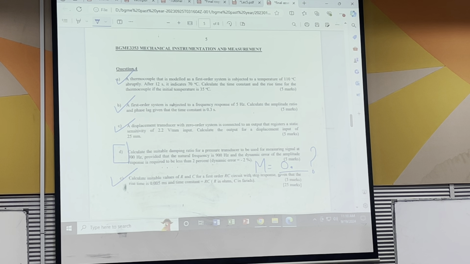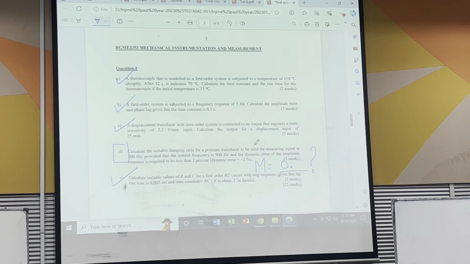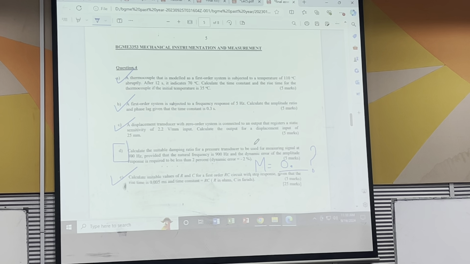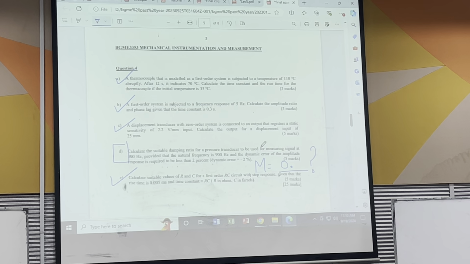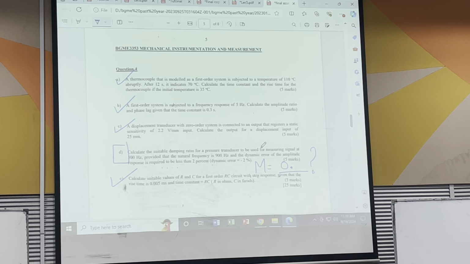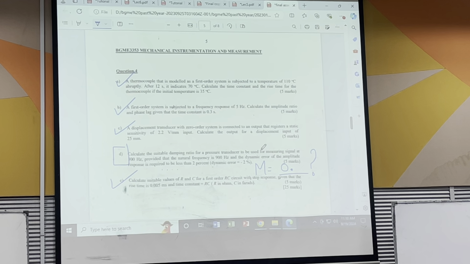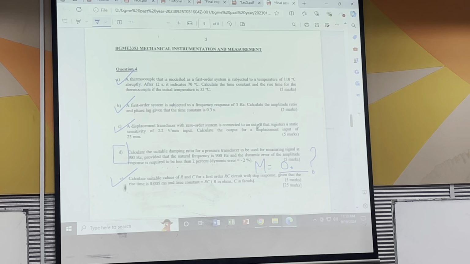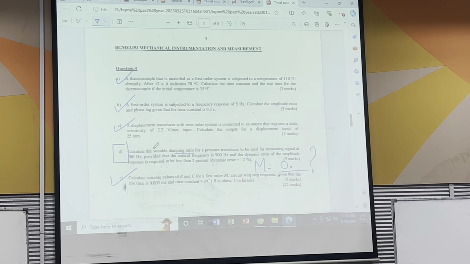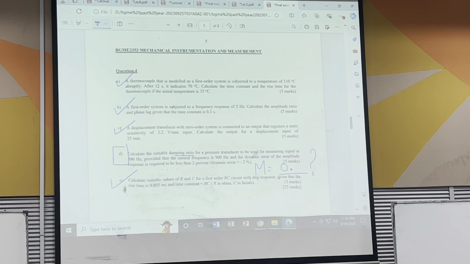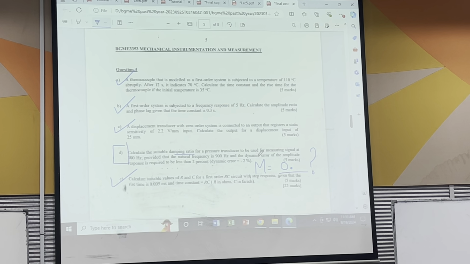Jongja, have you figured out what's the M for this question? Because once you figure out this, I think the rest is just... Wilbur? You just need to find what is the M for this, because you are looking for the suitable damping ratio, right? So you have this, you know what the frequency is already, and you also know the natural frequency. And the dynamic error is given. So how do we find the damping ratio?